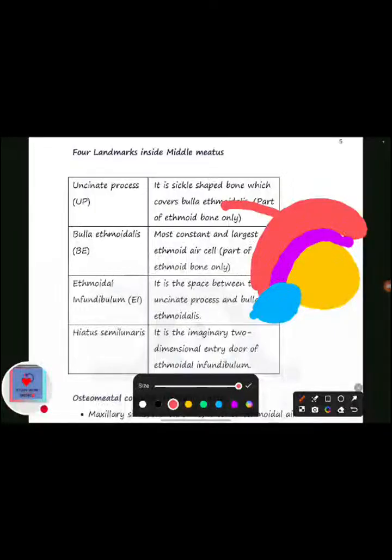This one is the uncinate process. This one is the bulla ethmoidalis. This one is the ethmoidal infundibulum. This one is the hiatus semilunaris.